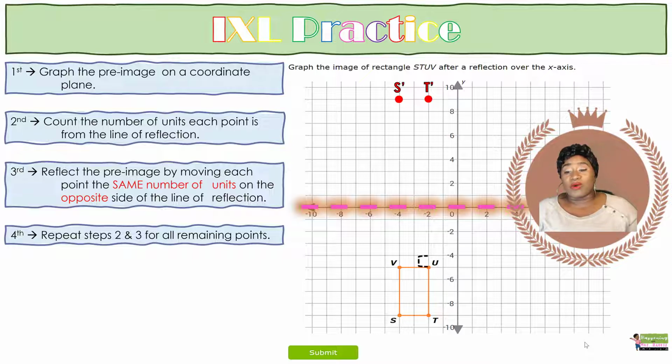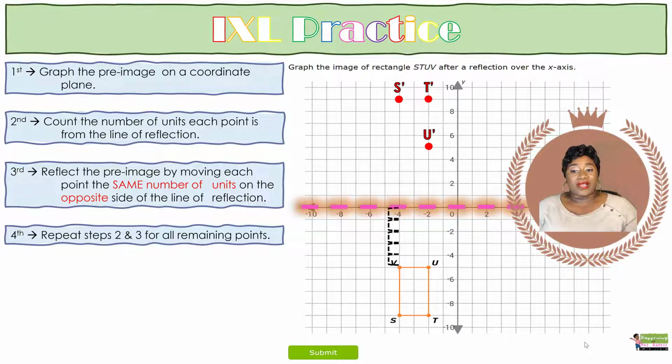Next, we'll move on to the next letter, which is the letter U. U is only 5 units away from our line of reflection. Therefore, we will go in the opposite direction, which is 5 units above the x-axis. Therefore, our U prime will be here.